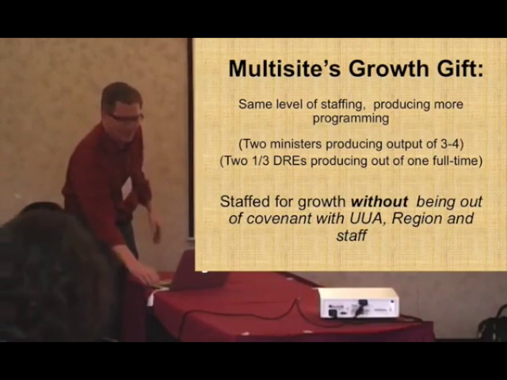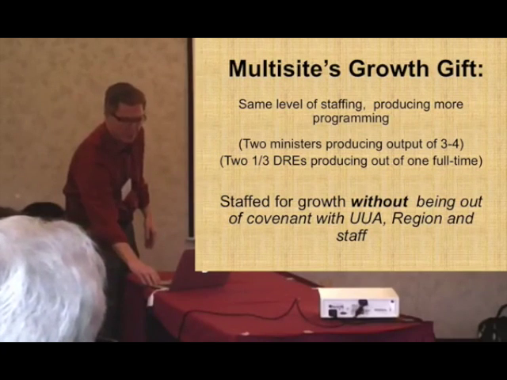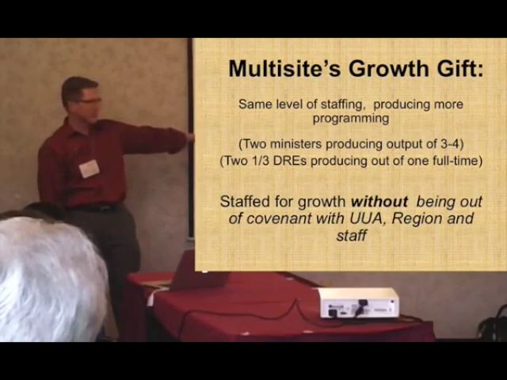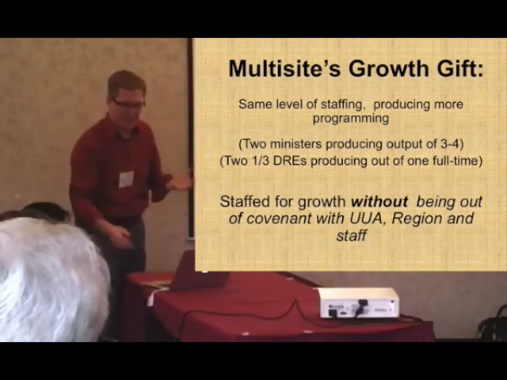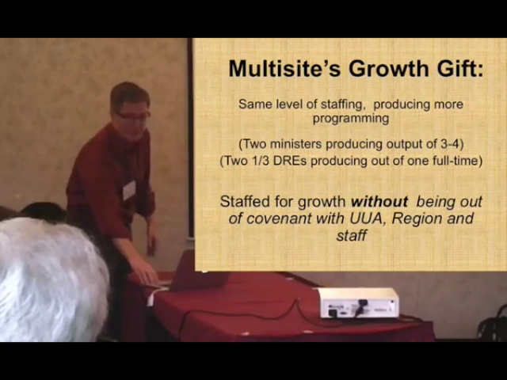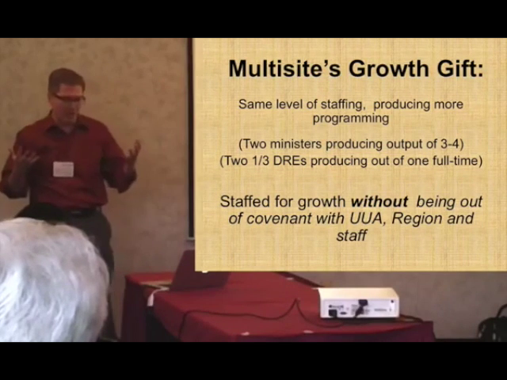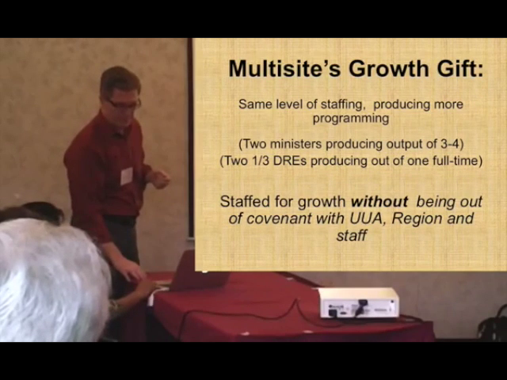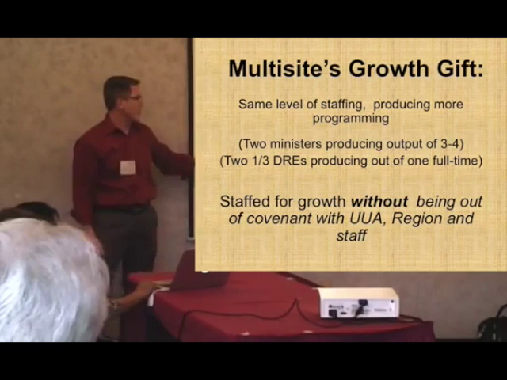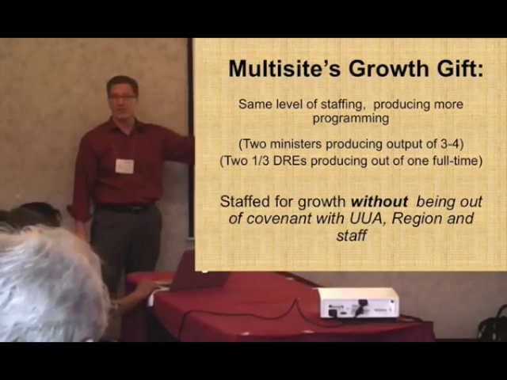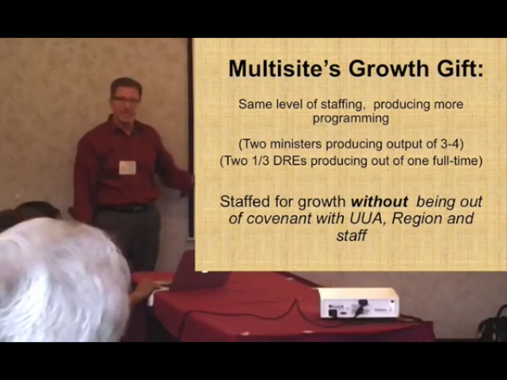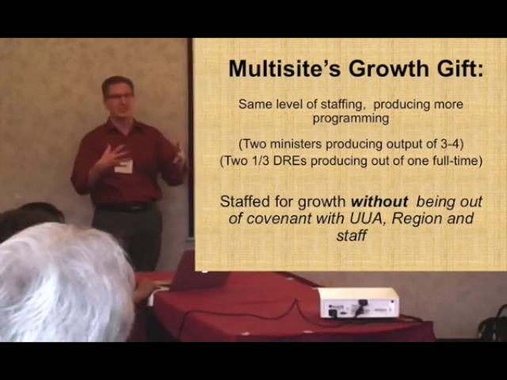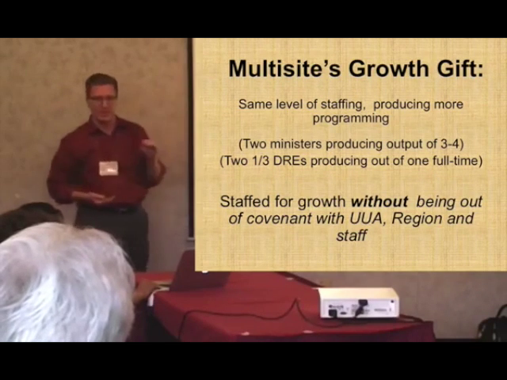Is it making sense? So, the summary is it's the same level of staffing producing more programming, 2 ministers producing the output, and again, I don't mean to single out ministers, I honor religious educators. Also, the idea of professional staff being able to produce the output of 3 or 4. We see, in the case of REs, you can have a situation where a 1/3 DRE is producing full-time when there's shared work going on. And again, staff for growth without being out of covenant with our UUA, our region, and our staff. And again, this doesn't have to be your rationale. For me, it mattered a lot. Covenant matters to us all, being in relationship and being able to handle what I talked about as those 5 horses of the apocalypse.